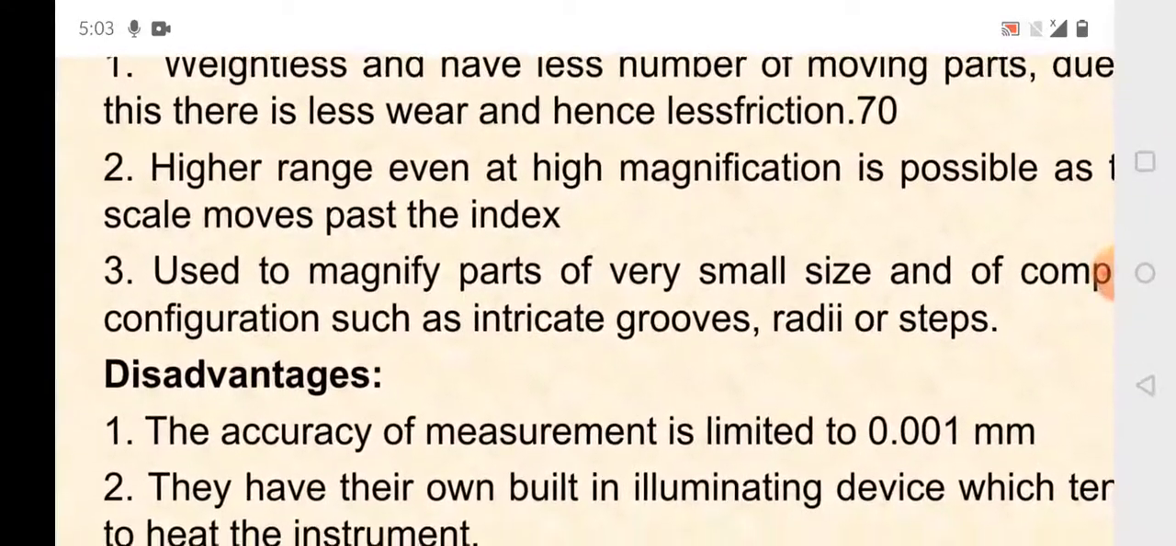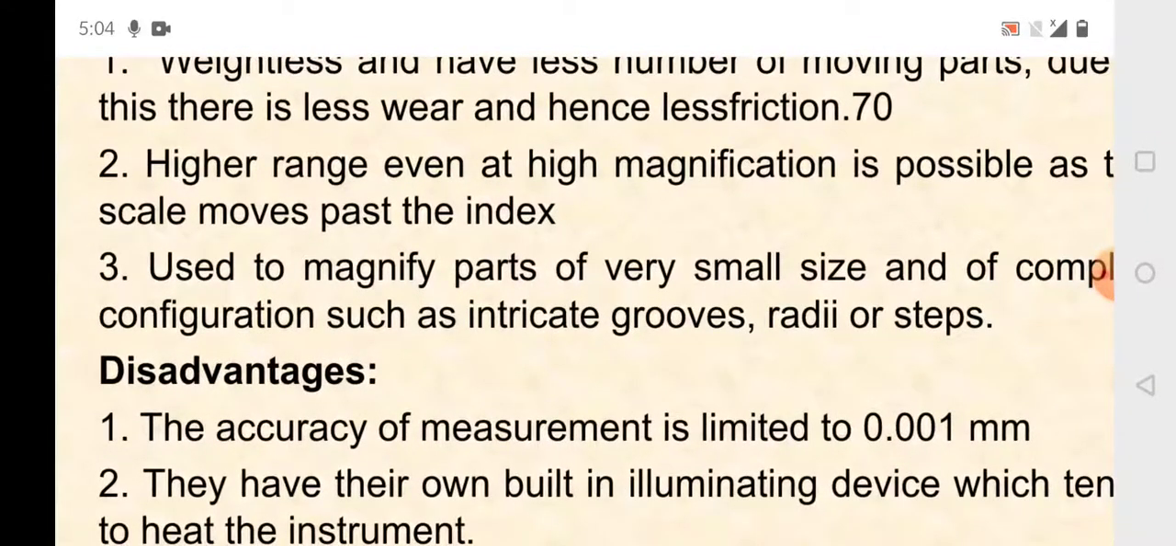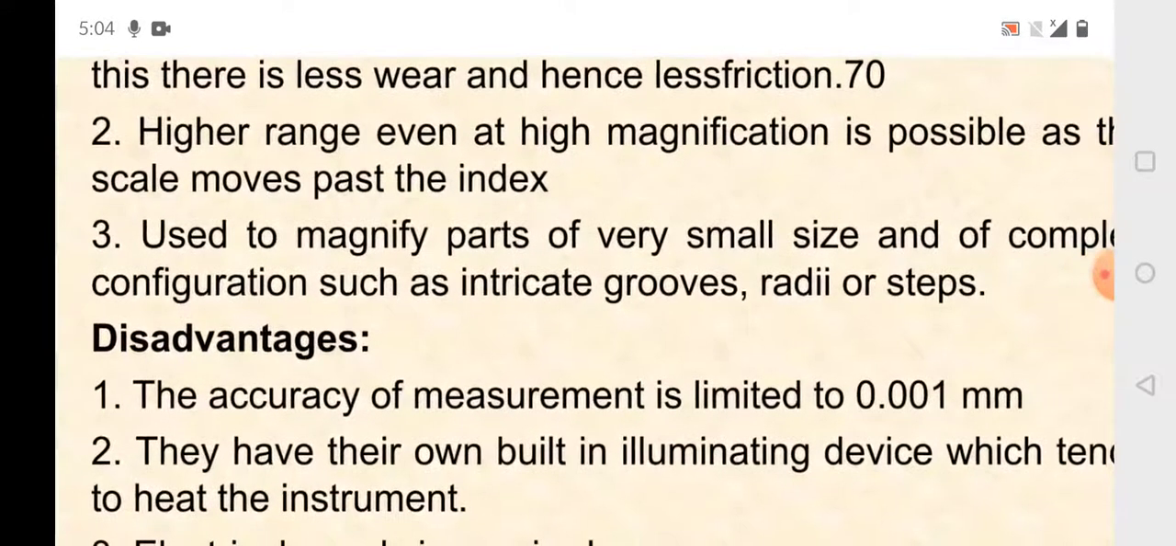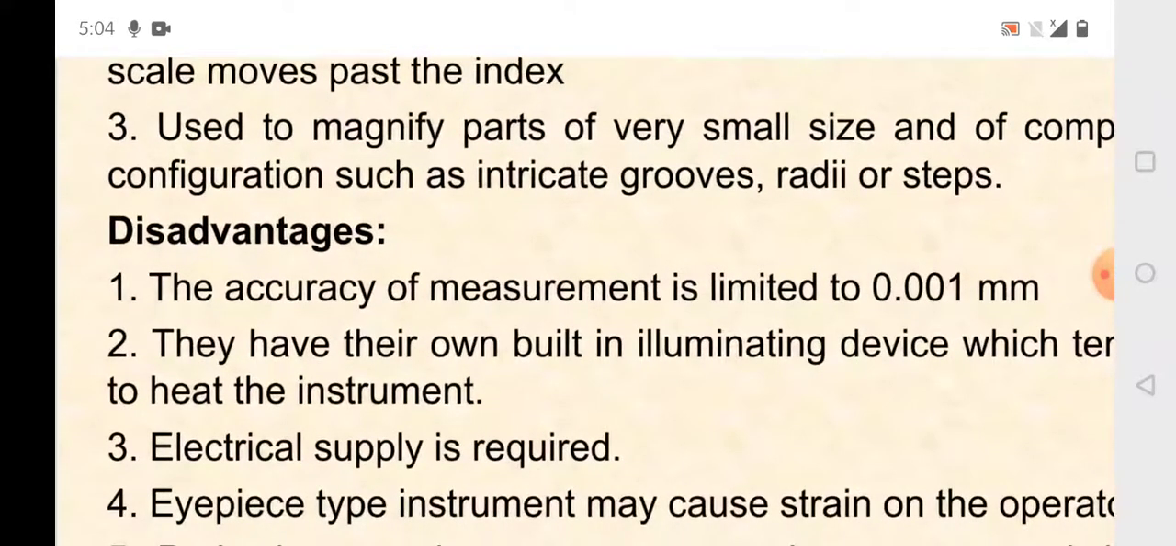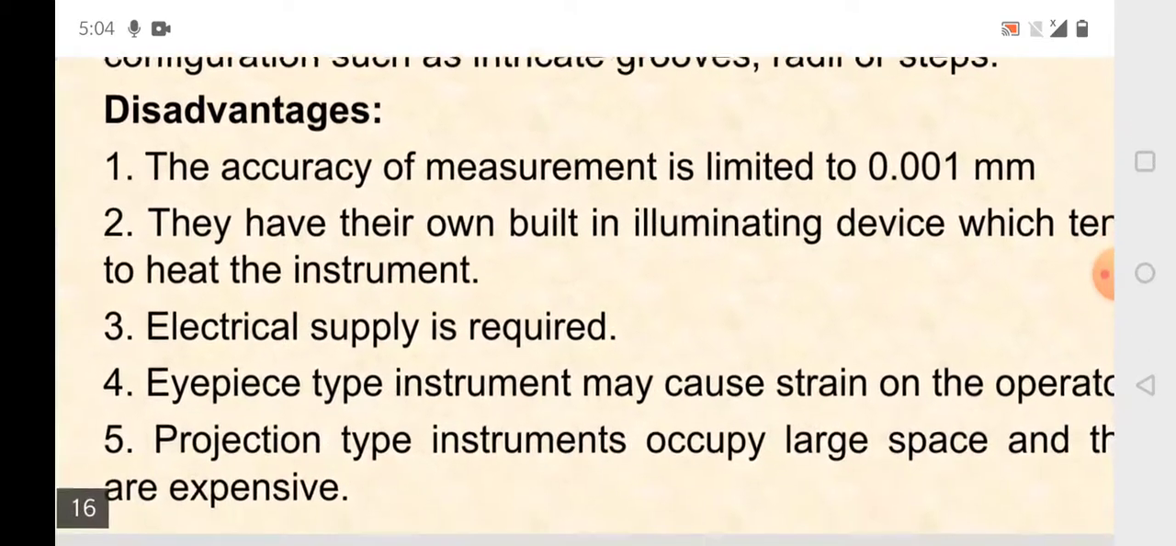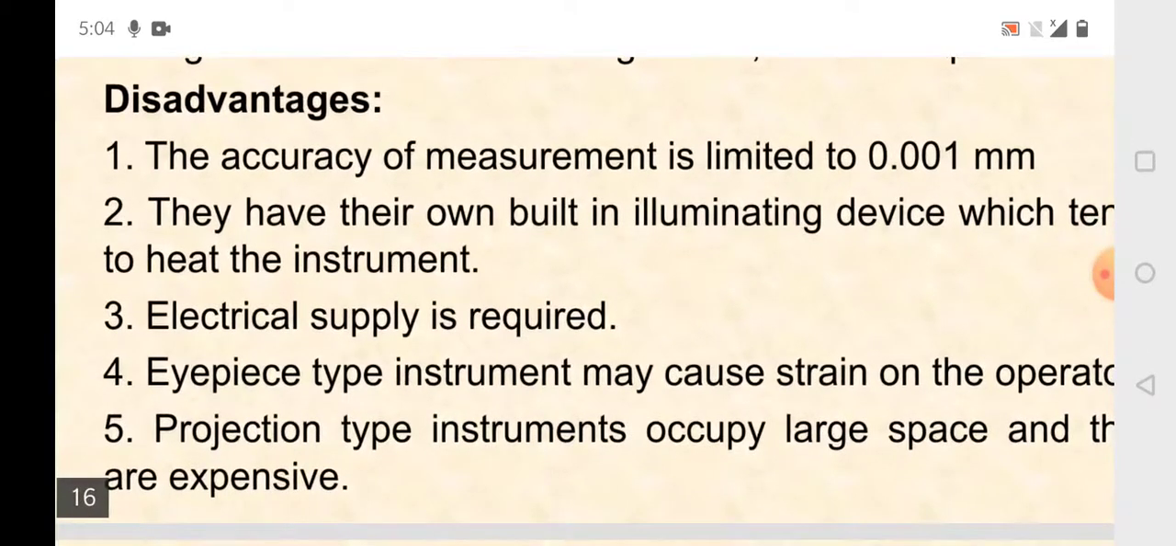as the scale moves past the index. Used to magnify parts of very small size and of complex configuration with intricate grooves, radii and steps. So complex workpieces can be checked very easily with this. The accuracy of measurement is limited to 0.001 mm. So very small dimensions can be magnified very easily.